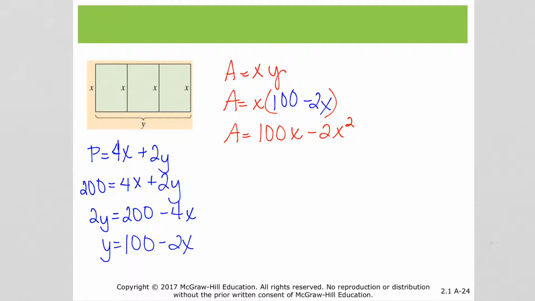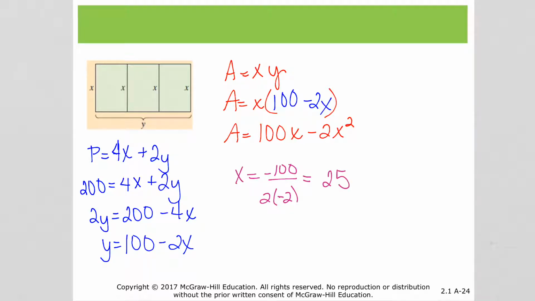Now we're looking for a maximum area. So a maximum would also be the vertex. Okay, so we're looking for the vertex. How do we find the vertex? Use negative b over 2a. Now I realize that things are switched around here, but a is still in front of the x squared, it's negative 2, and b is still in front of the x, that's 100. So we find that x is 25.